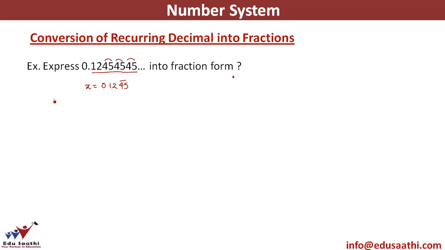Now the first step that you have to do, step 1, is bring the non-repeating part in front of the decimal. So I'll multiply this number with 100 on both the sides and I'll get 12.45 bar. This is my step 1. After the decimal, I should only have the repeating part. I should have no non-repeating digits after the decimal.